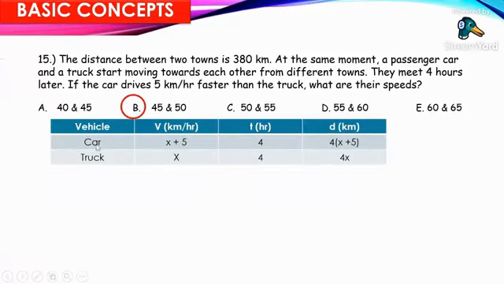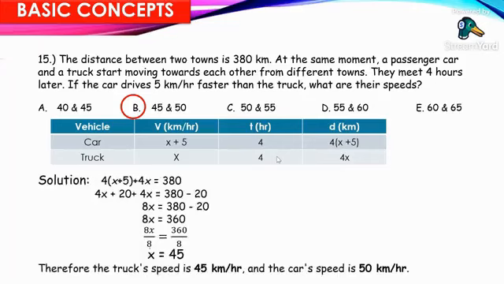So let's have the vehicle, that's the car or the passenger car, and the truck. So the truck would be our base. And it is said that the car is faster than the truck by 5 kilometers per hour. So x and x plus 5. So their time is after 4 hours. So let's have it as 4. So distance in kilometers, that would be distance is equal to rate times time for the formula. So 4 times x plus 4 times x plus 5 is equal to 380.